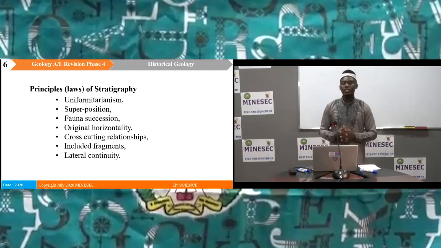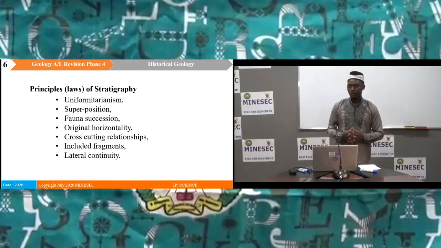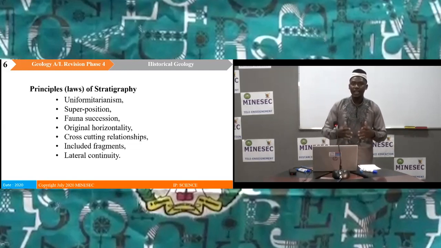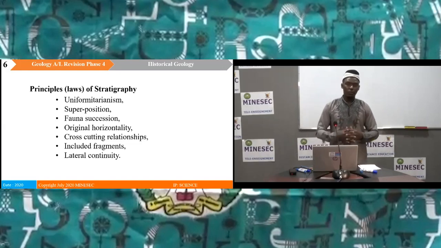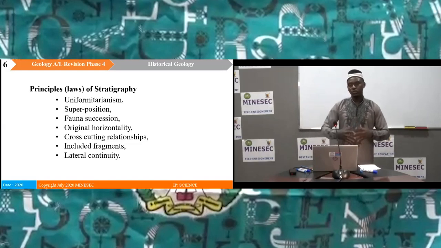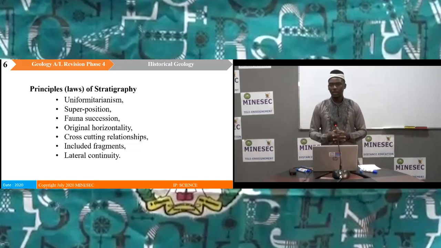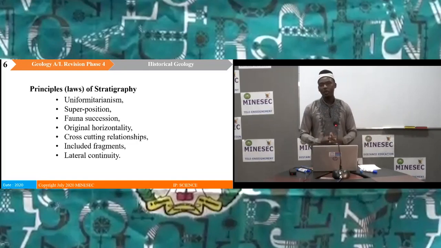Principle of fauna succession, or strata identified by fossil. This principle states that fossil species succeed one another in a definite time order. And as we move from older formations to younger formations, fossils become complex. It means strata or rock units formed at the same time will contain the same fossil types.